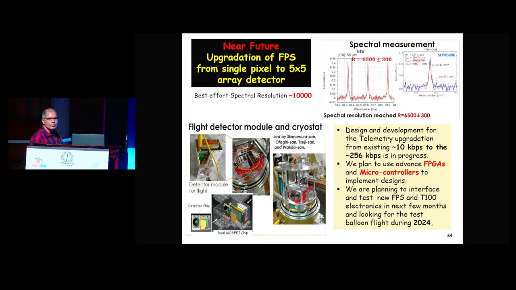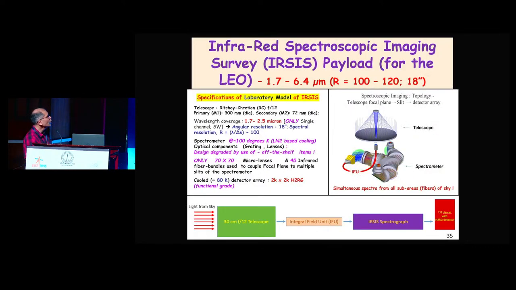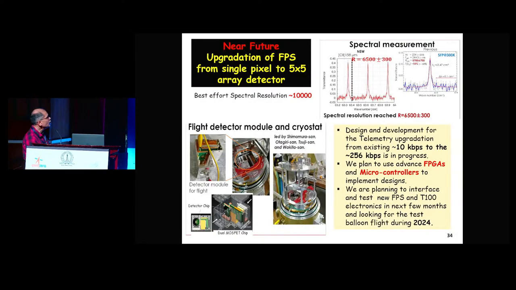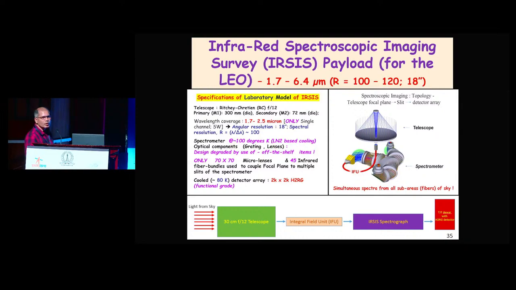We are also upgrading our telemetry rate from 10 kilopps to 256, and a lot of work is done on electronics and so on. So the final part of my talk is just to mention that we also did a lot of extensive work for one of the payloads, which was basically targeted for a future infrared space mission. This is called Infrared Spectroscopic Imaging Survey, which is targeted for a spectroscopic survey of the Milky Way from 1.7 to 6.4 micron, with a two-channel spectrometer with a moderate resolution.